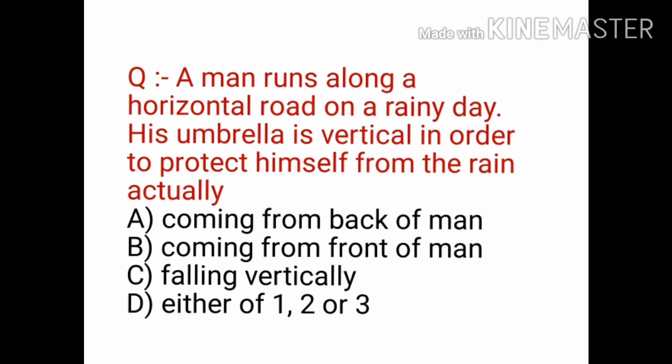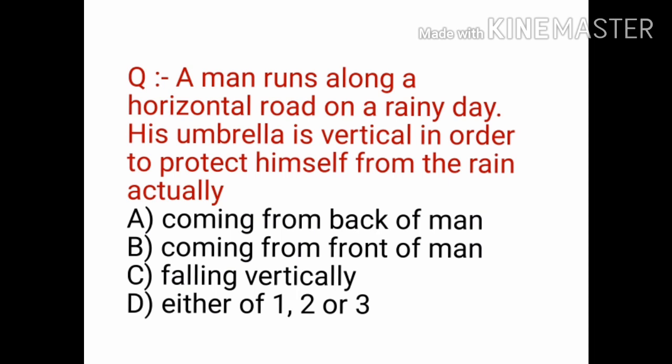A man runs along a horizontal road on a rainy day. His umbrella is vertical in order to protect himself from the rain. The options are: A, rain coming from the back of the man; B, coming from the front of the man; C, falling vertically; and D, either of 1, 2 or 3.